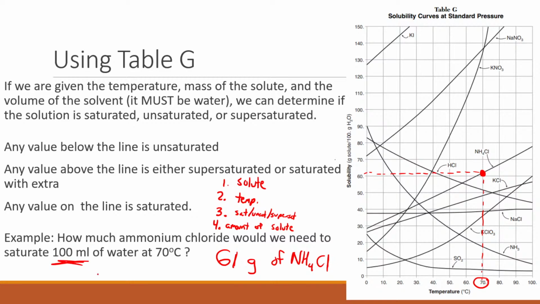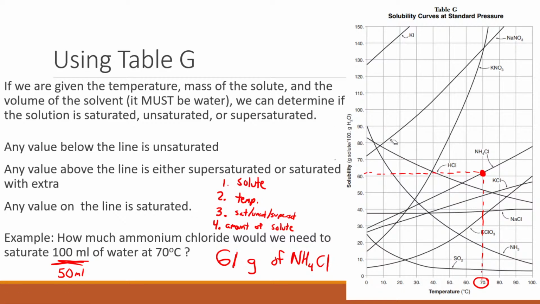If they told me a different number, if they said 200 milliliters of water, all of these numbers would then effectively double. And instead of 61, my answer would end up being 122. If they gave me 50 milliliters of water, my numbers would essentially halve. So instead of 61, I would get 30 and a half. Because this proportion is for 100 milliliters or 100 grams of water.